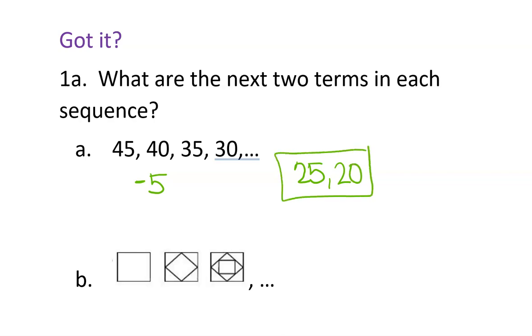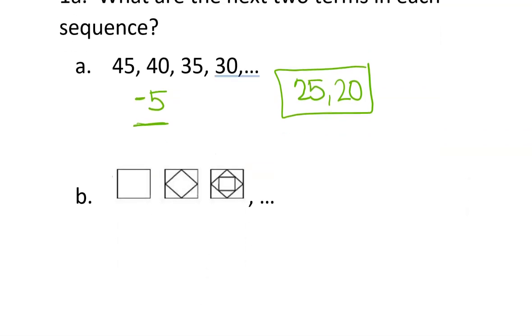This time it doesn't ask for the pattern, but make sure you try to write that down somewhere so I kind of know what you're thinking. The next one has shapes. We have a square, and then we have a square with a diamond in the middle. Then we have a square with a diamond and then a square again. So I think they're just alternating back and forth each time.